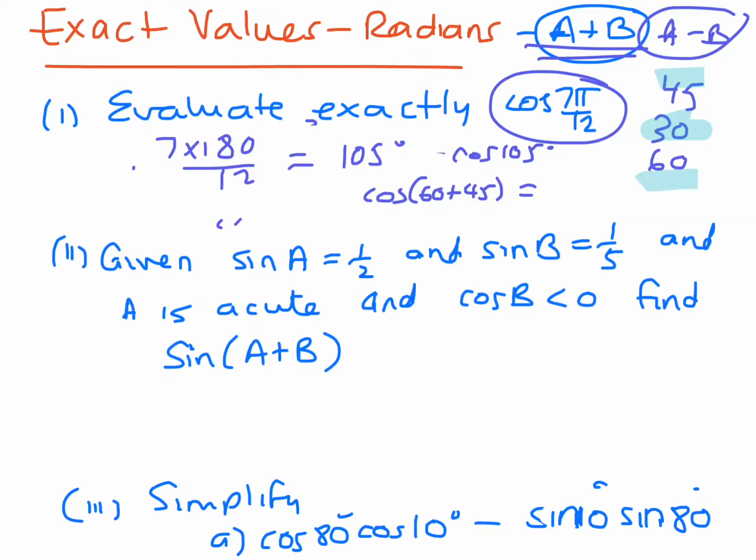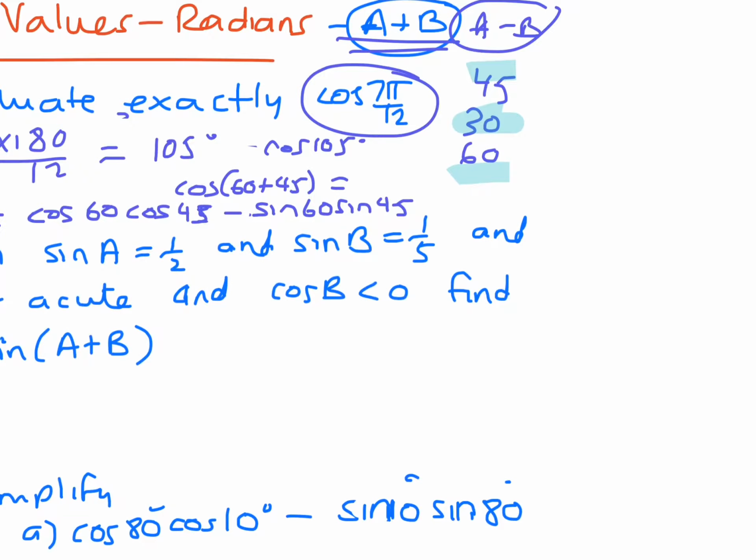And that's a cos expansion. So it's cos 60, cos 45. And if you've got a plus sign, then sine will be the same sign, cos will be different, so cos will change in the middle. So it's cos 60, cos 45, sine 60, sine 45. And then all you've got to do is just evaluate that exactly.